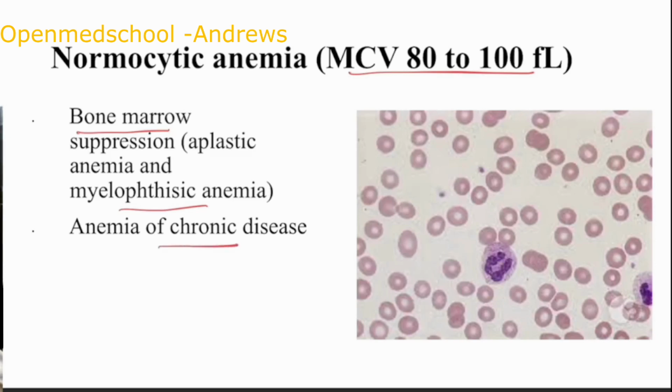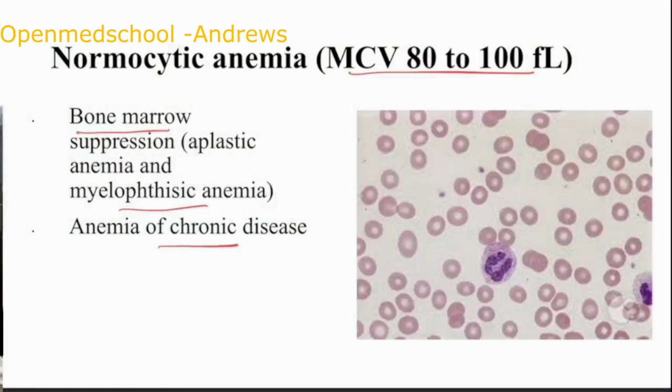Anemia of chronic disease is typically normocytic. So the most common cause of normocytic anemia that you will come across is anemia of chronic disease, that is patients with renal disease, rheumatoid arthritis, tuberculosis, etc. can produce a normochromic anemia. Hope this point is clear to you.